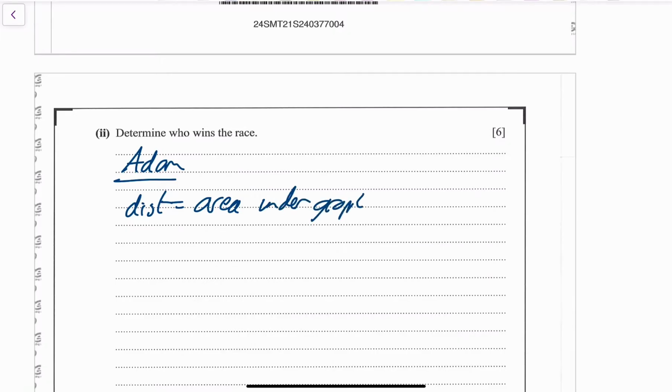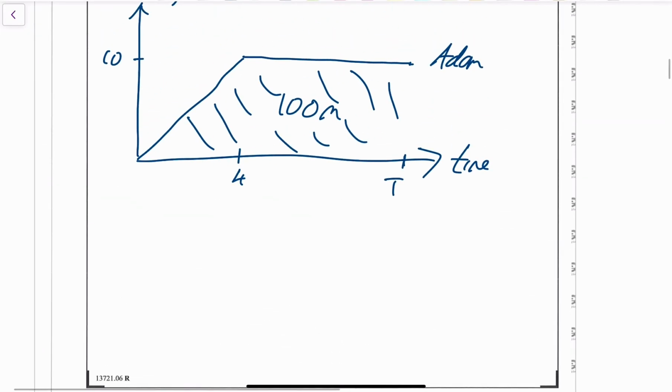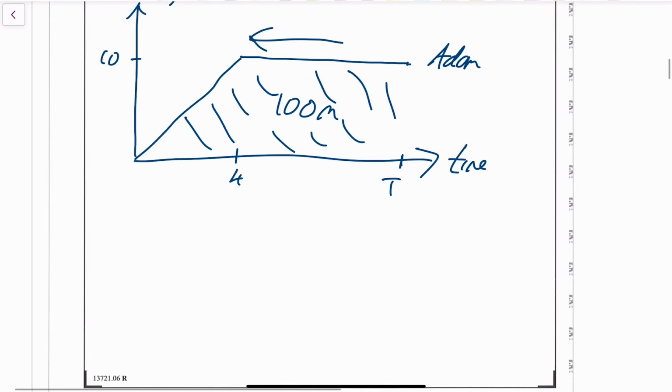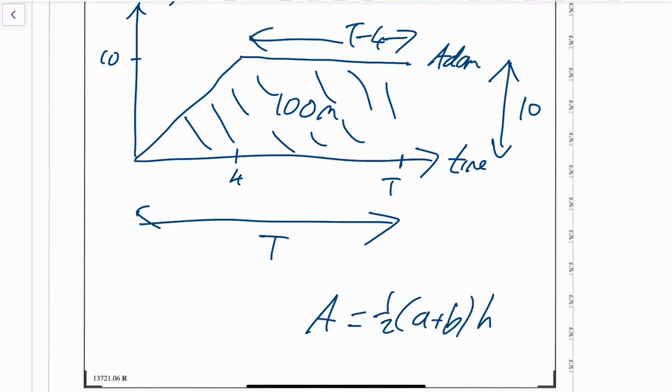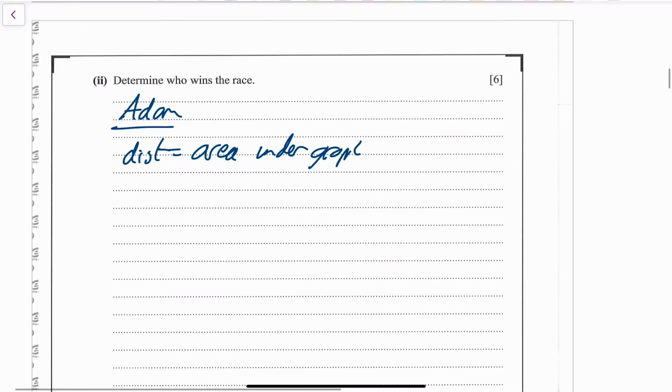under the graph. So if you look at this, this is a trapezium. One of the parallel sides, sorry, I'll do the easy one first. This parallel side is t, this one then is t minus 4, and the perpendicular distance between them is 10. So a trapezium, remember your trapezium rule, it's a half (a plus b) h, where a and b are parallel sides, and h is the perpendicular distance between them. So the area was 100 meters, and that was a half, and then t plus t minus 4, the perpendicular distance between them was 10.